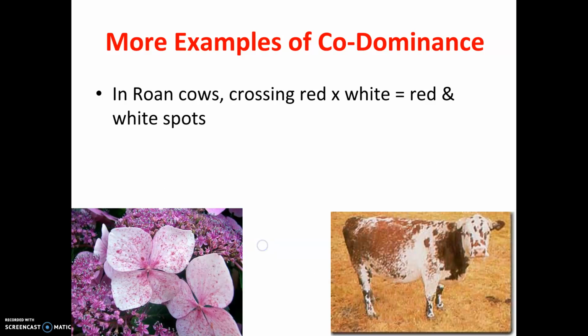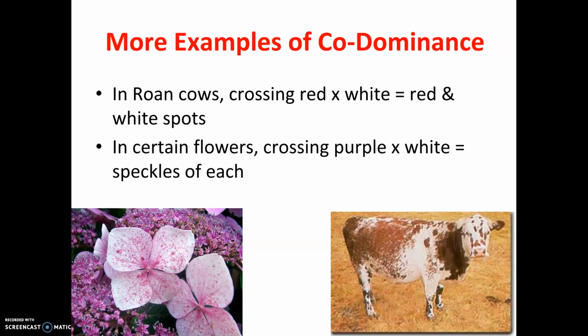Here are two more examples of codominance. This is called a roan cow on the right. When you cross a red and a white cow, you get spots of red and white. If this was incomplete dominance, the cow would be like a tannish, pinky color. And this flower on the left, when you cross purple and white, in this specific species of flower, you get purple and white speckles. You don't get a pinkish lavender flower. You get speckles of both. So codominance, you see both at the same time, like spots, speckles, stuff like that. Incomplete dominance, you see it in between. Okay.